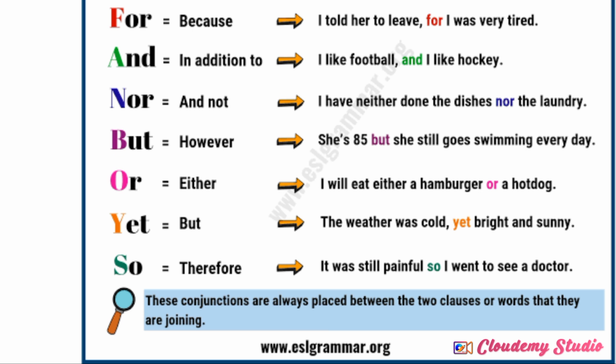For giving a relation between them, we have given over there the word "or", which is considered as a conjunction. Yet: but the weather was cool yet bright and sunny. So the weather was cold yesterday, yet even though it is very bright and sunny. So, yet and so are the two which we can consider as conjunctions. Therefore it was still painful, so I went to see a doctor. So is also considered as a conjunction.